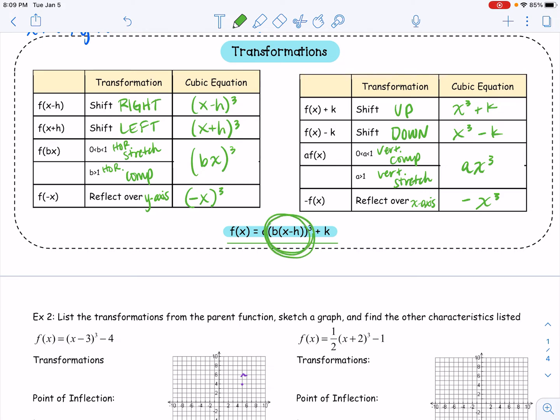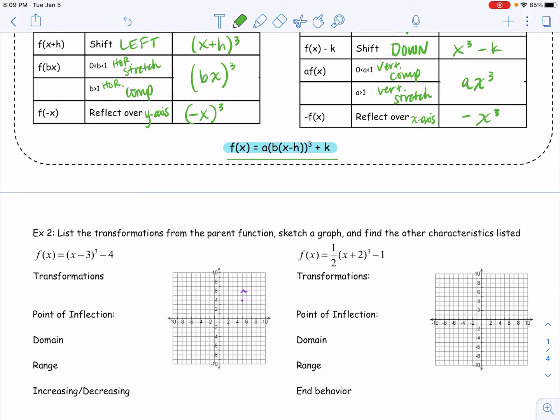Please be careful with that b value. We always want to factor it out. Okay, so if we see something like, let's just say it's 1/2 x minus 4 cubed, we need to factor out that 1/2, leaving me with x minus, what would that be, 8 cubed. Okay, please be careful with that.